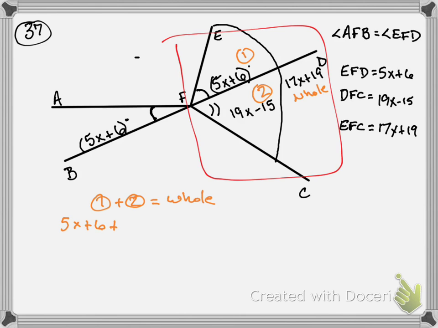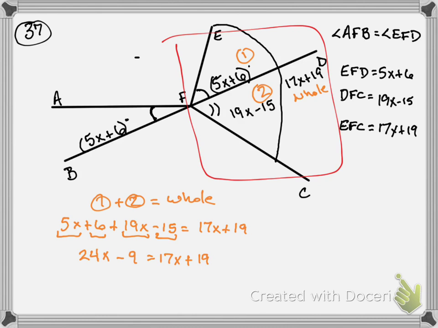Okay. Now that I have that, I'm just plugging in. 5x plus 6 plus 19x minus 15 equals 17x plus 19. All right. Now going through there, I'm combining like terms. So 5x and 19x, that's going to combine to give me, what is that, 24x? Positive 6 and negative 15 gives me negative 9. Equals 17x plus 19.